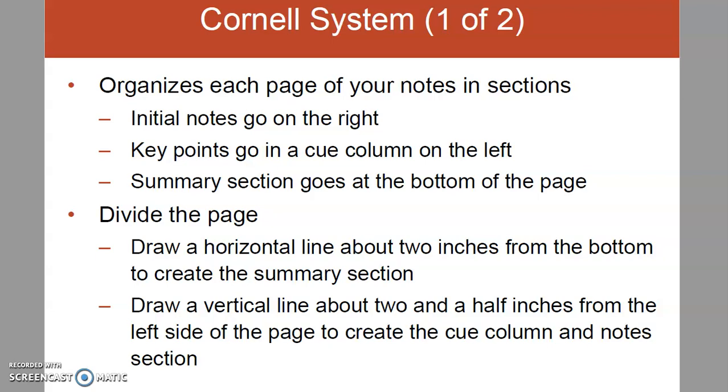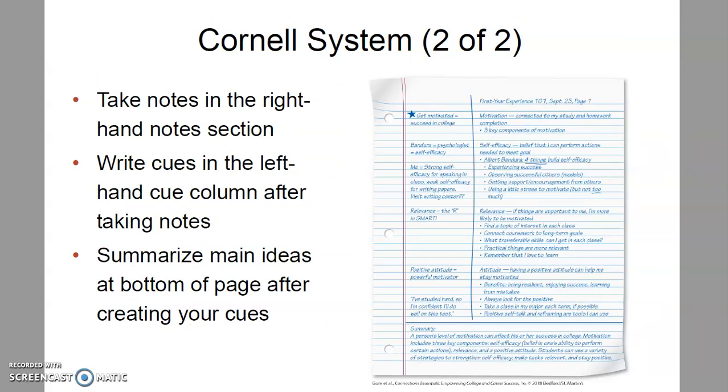The Cornell system has you divide your page into 3 sections. You take notes on the right, then you put key words and key points in a Q column on the left, and then you do a summary of the notes in your own words at the bottom of the page. The Cornell system allows you to take notes and study, in other words, learn at the same time. So you don't have to take notes and then go back later and study. This system actually builds in studying as you're taking the notes. And you can see an example in the picture here.